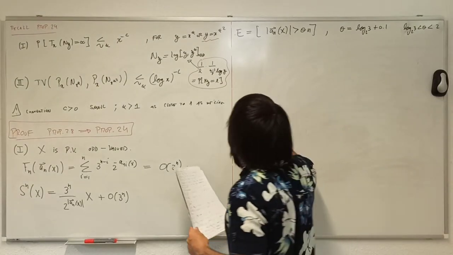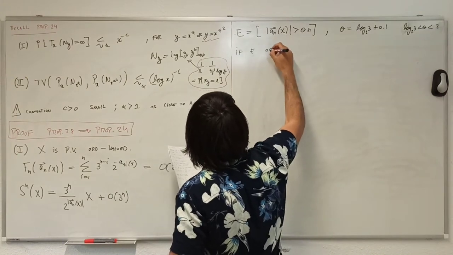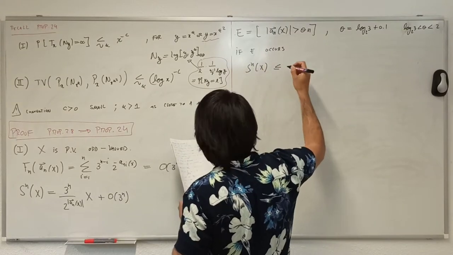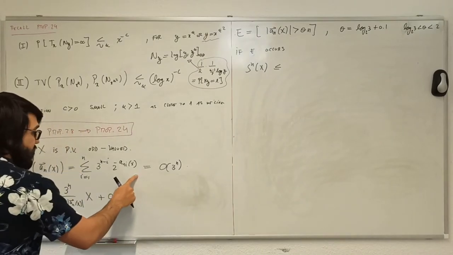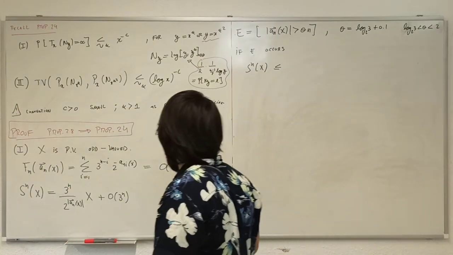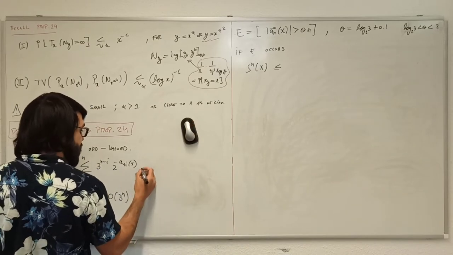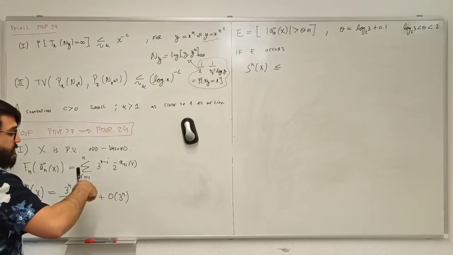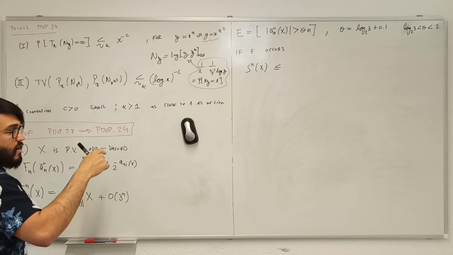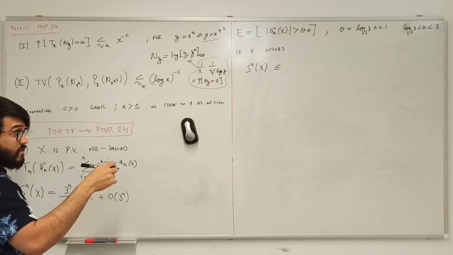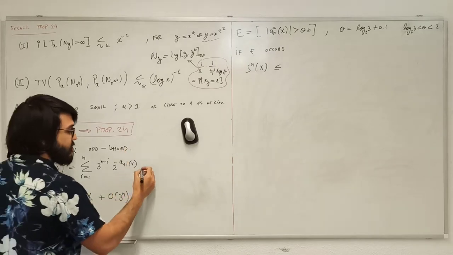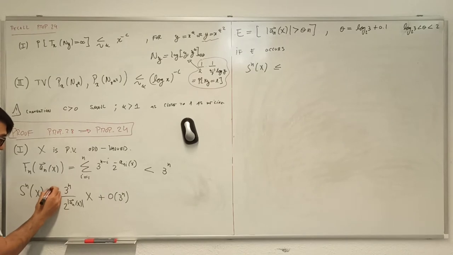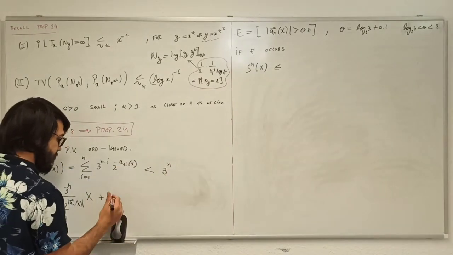So if E happens, of course, then you know that S_n(x) is less or equal. By the way, this is not hard to show, you can actually show that this is not only O(3^n), but if you sum 1 over 6^i from i equals 1 to infinity, you get 1 over 5, which is less than 1. So this is less than 3^n, okay? So you could actually say that this is less or equal than 3^n.